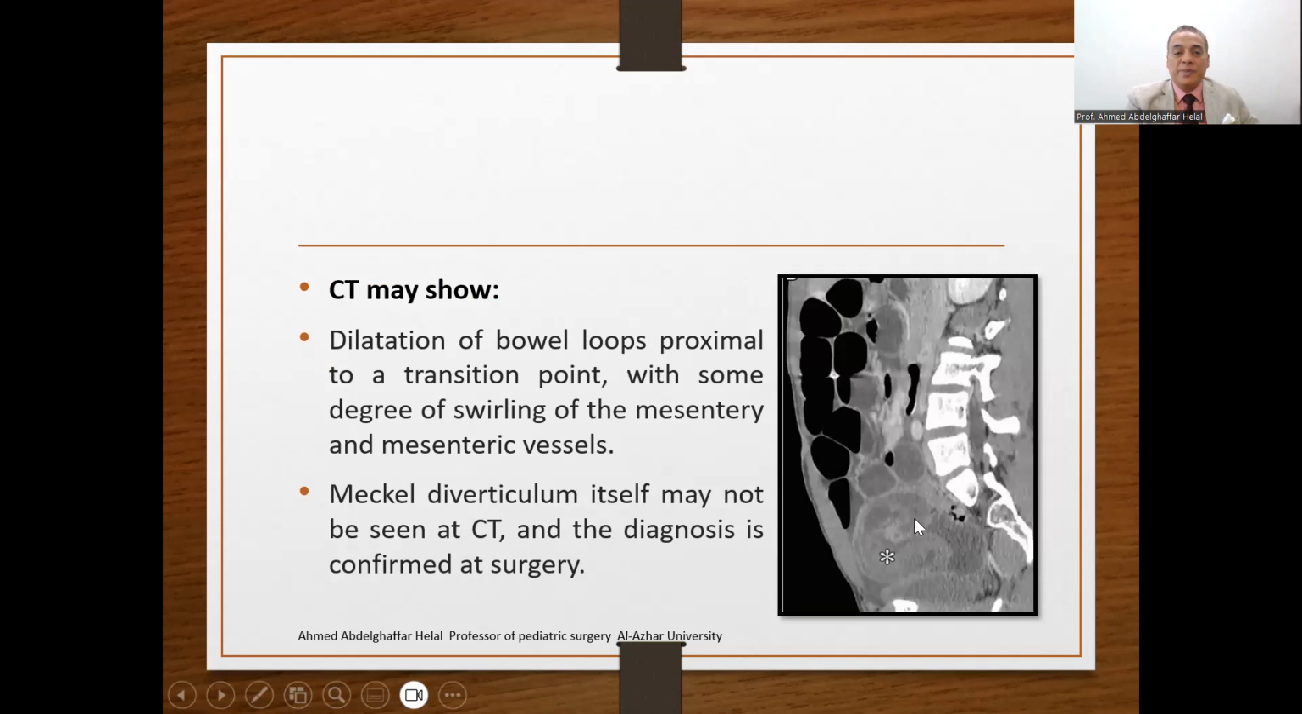Also in the CT, we see the same dilatation of the bowel loop proximal to the transitional point, with some degree of twisting of the mesentery and mesenteric vessels. Meckel diverticulum itself may not be seen on the CT, and the diagnosis is usually confirmed at surgery. You can imagine this the same as the ultrasound: a closed loop, dilated bowel segment with fluid inside. So ultrasound and CT in volvulus may be helpful. However, the diagnosis of Meckel is usually made at surgery.